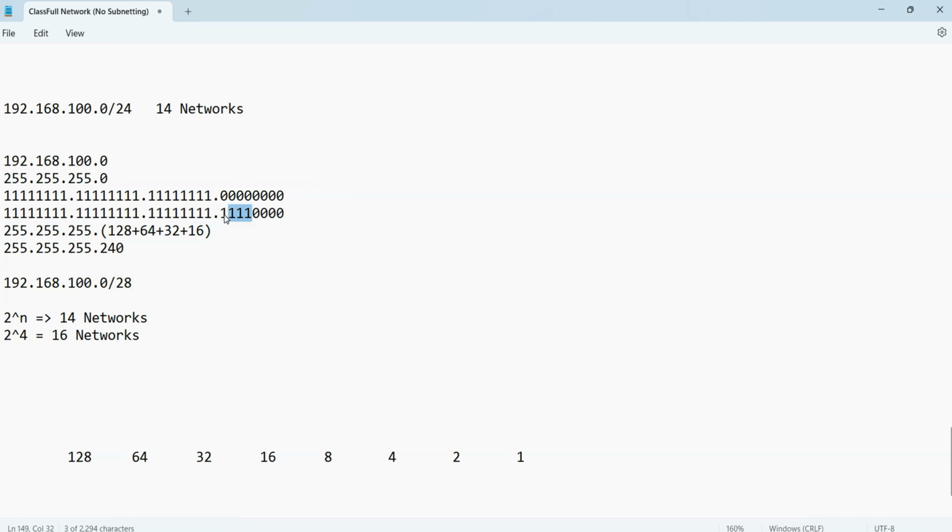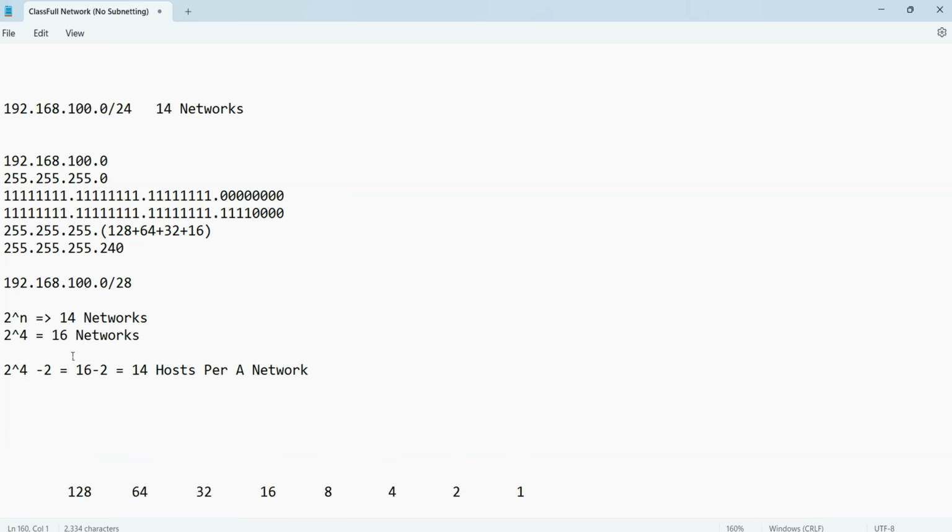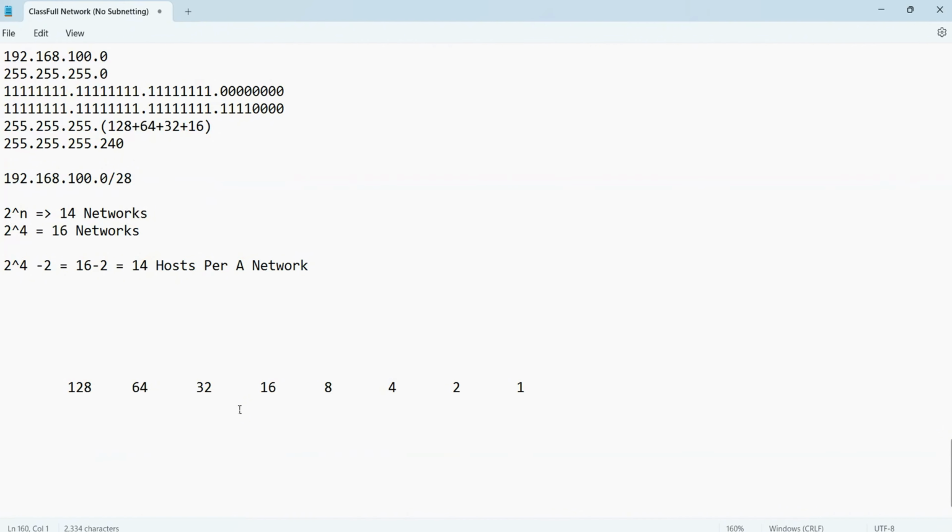So I do get 14 networks. I could get 16, but I'm looking for 14. But every network gets what? 2 to the 4 is 16 minus 2, 14 hosts per network, as you see, right? Okay, now let's put it this way. What is the value of the last bit that I borrowed? Well, it's 16. So my jump start is what, folks?